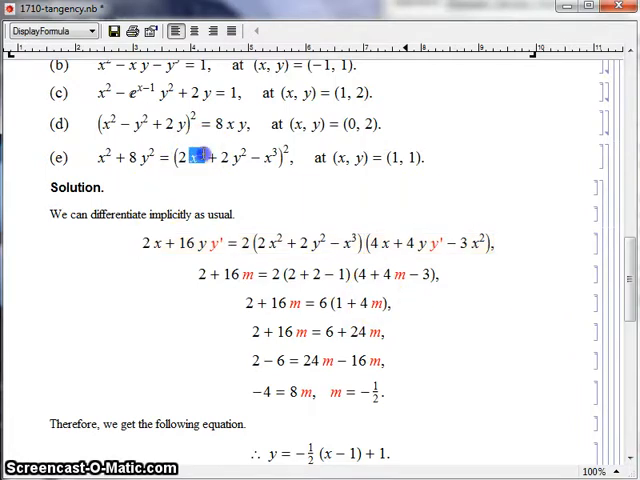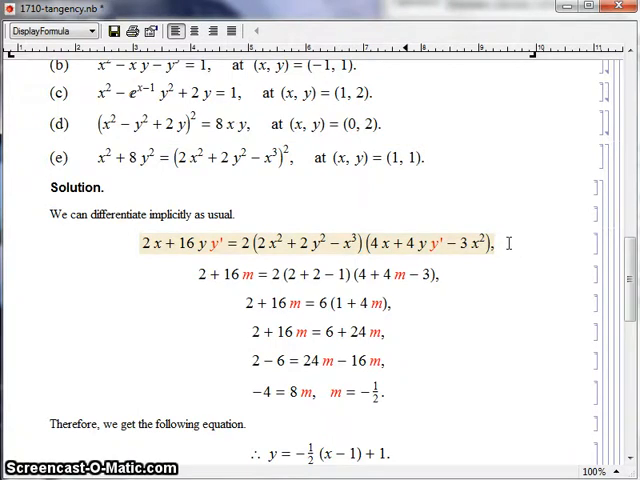What's the derivative of 2x squared? 4x. That was easy. What is the derivative of 2y squared? 4y. That was easy too. But then again, don't forget this y prime, the essence of implicit differentiation. Now, how do you deal with x cubed? 3x squared. Okay, now that the differentiation is done, let's plug in the numbers.